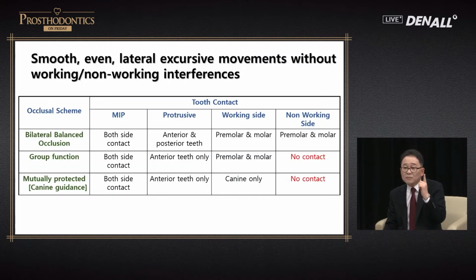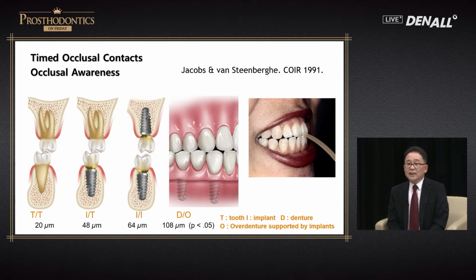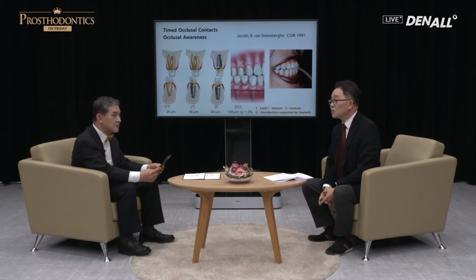Regarding the cantilever, it was also discussed, except for the bilateral balanced occlusion. Regarding the non-working interference, the contact should not be made. This is something we discussed before. This is a famous article.